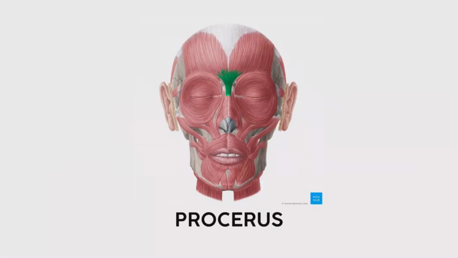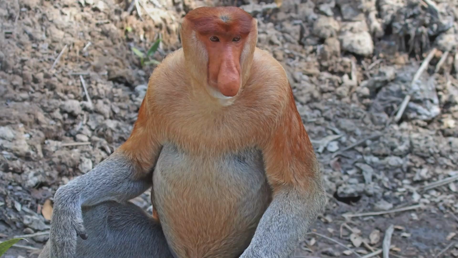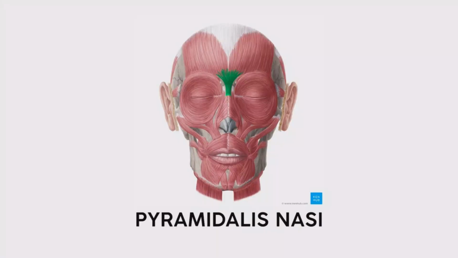On top of the nasalis muscle is the long procerus muscle, another Latin giveaway since it means tall or extended. You could also remember it because it reminds you of the proboscis monkey with the big nose. Whatever you like though, it's also sometimes called the pyramidalis nasi, which is easy enough, the pyramid-shaped muscle on your nose.